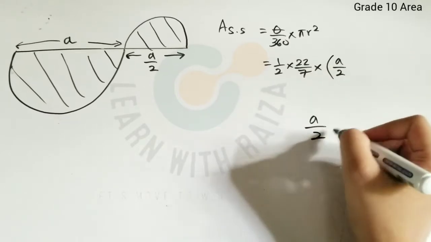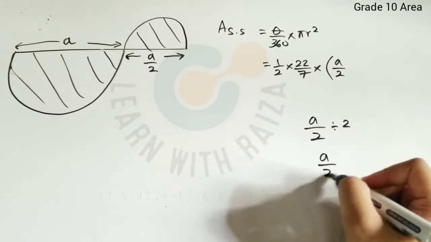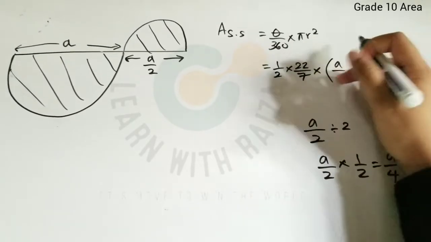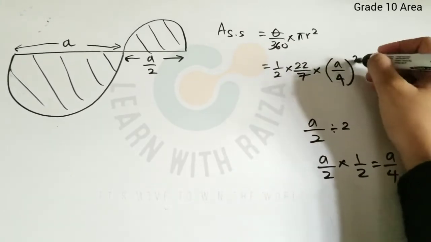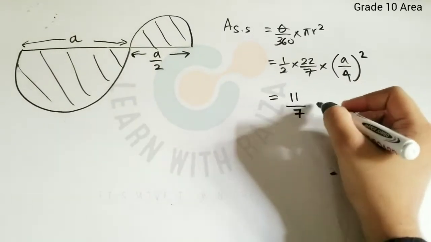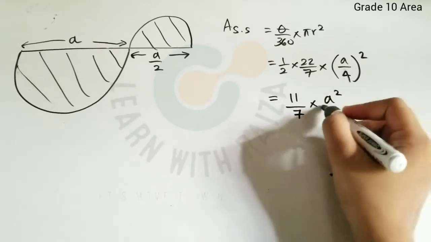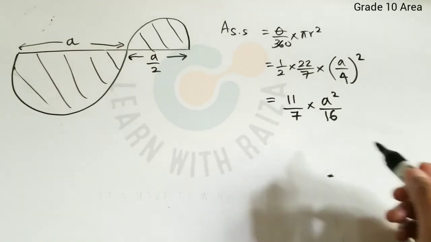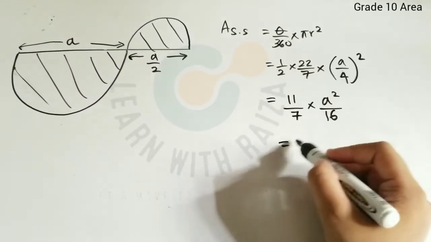So a upon 2 divided by 2 means what? A upon 2 multiplied by 1 upon 2, a upon 4. So we can write this directly. Radius is a upon 4 and this should be squared. So when you are solving this one, you have to be very careful. It comes 11 upon 7 into a squared over 4 into 4, 16. Right? So if you want, you can solve this also.